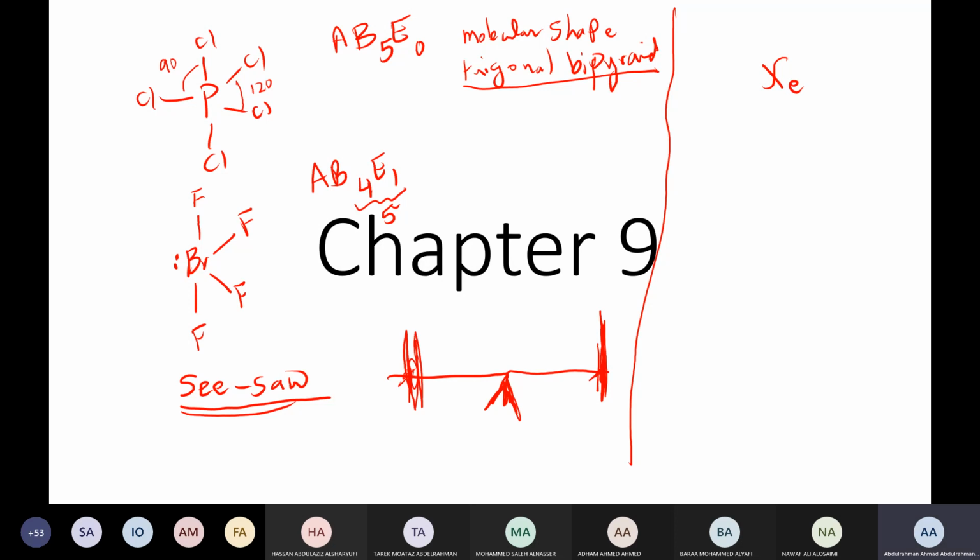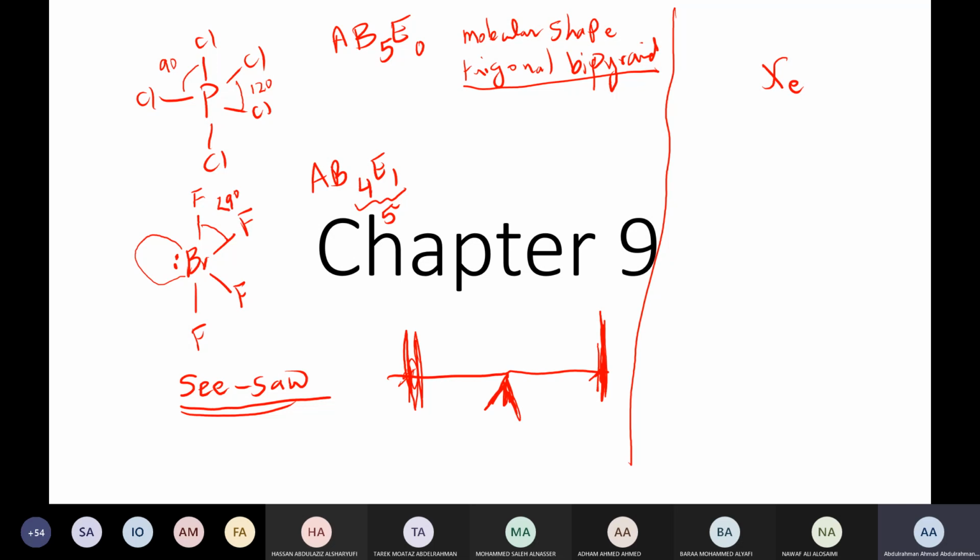Notice that we take the electron from the plane, not from the top or bottom. Is that clear? I put the electrons here. So what's the angle in here? 120? No, this one is the top with the plane. It's 90, but it will be slightly less than 90.